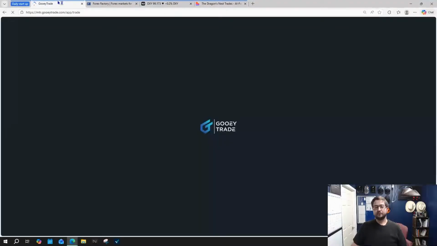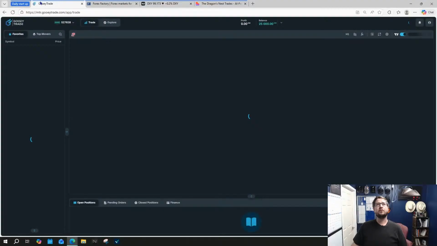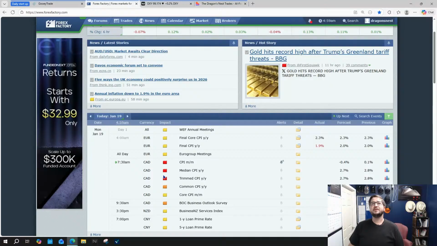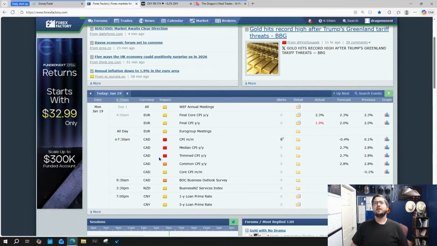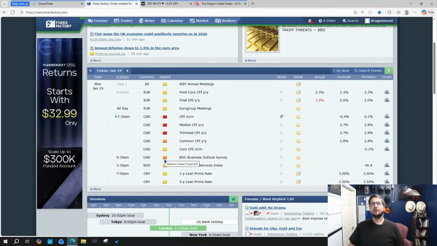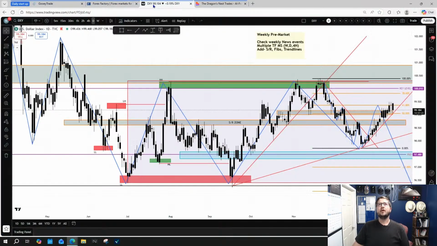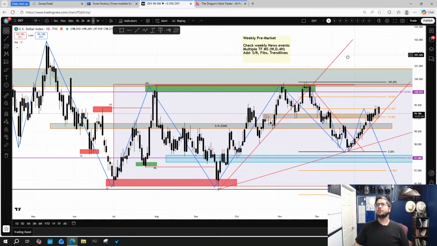As of right now, we're going to start with Forex Factory. On Forex Factory, we have USD, or sorry, Canada with CPI today. Outside of that, there's not much else news coming out for today. So that's really good. That's just something that we've got to keep in mind. So not many news events at all. And then coming right into the market.